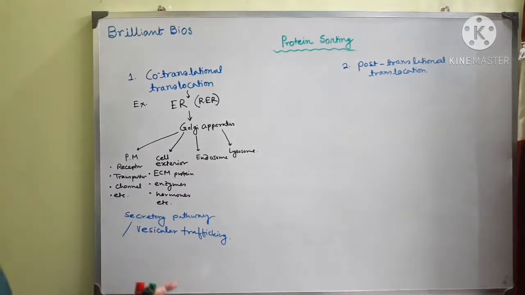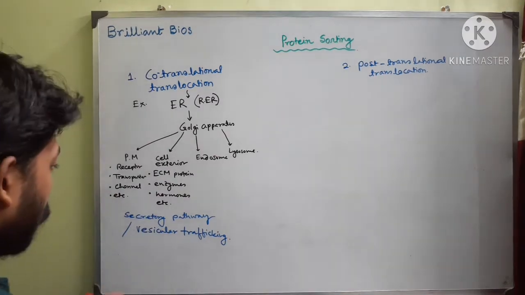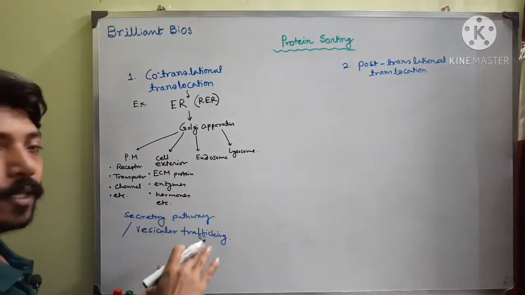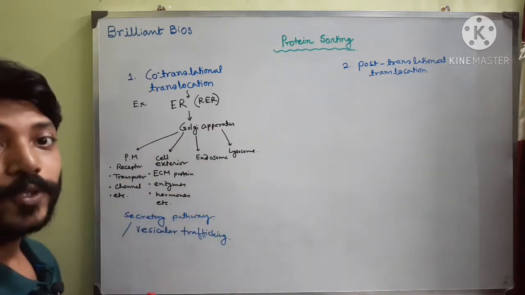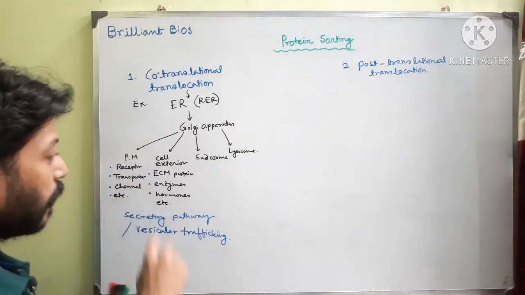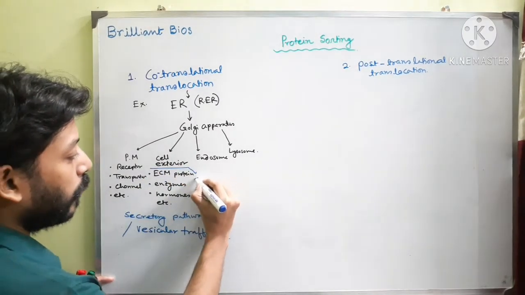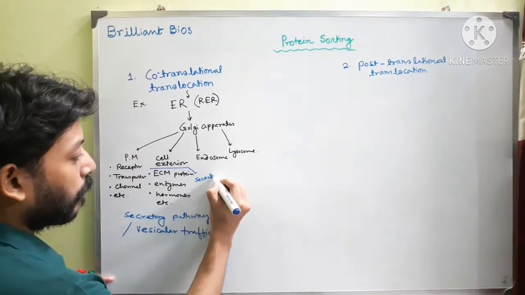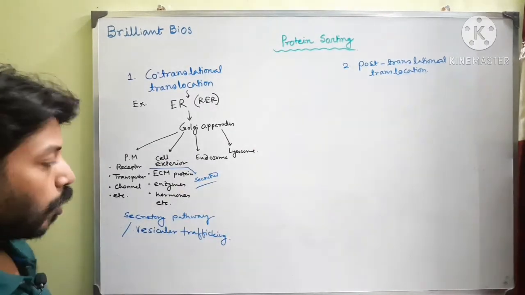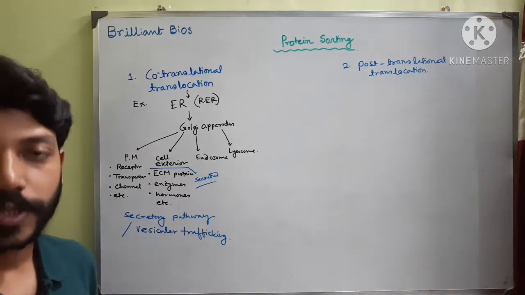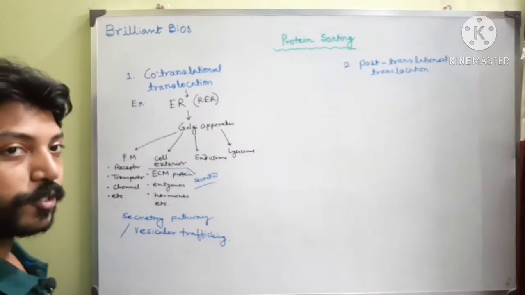Okay, this is also part of protein sorting. Secretory pathway, vesicular trafficking. Why is it called the secretory pathway? Because these proteins are actually secreted out. Most of them, like cell exterior proteins, are secreted. So for that reason, these proteins are called secretory proteins, or the secretory pathway, or vesicular trafficking.